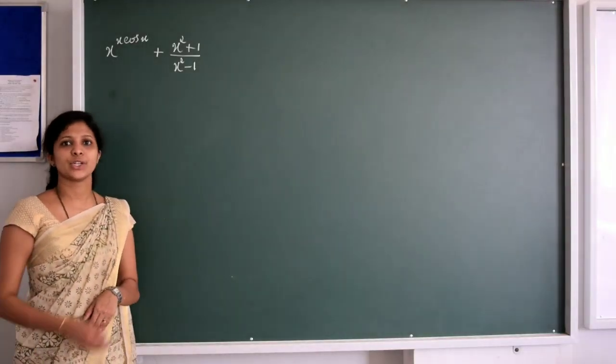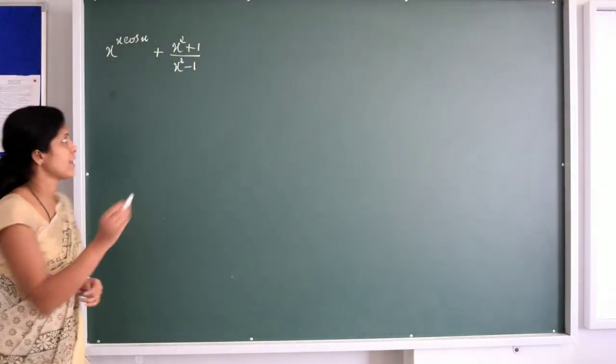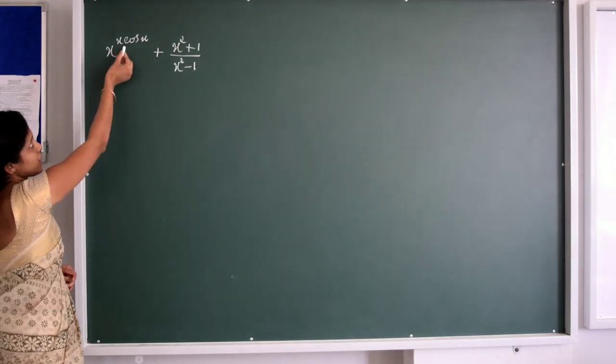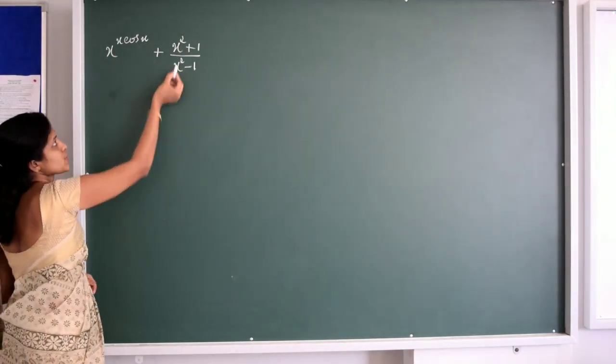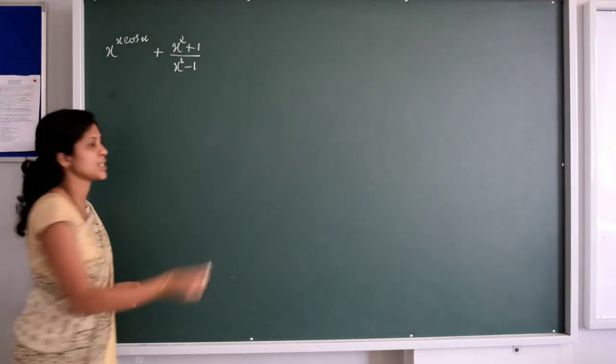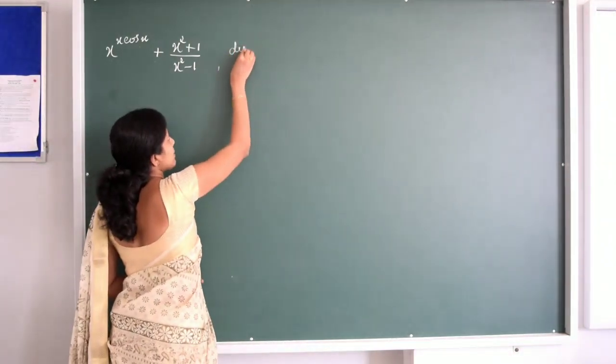Hello everyone, today we will continue with exercise 5.5. Here I have written the question: y = x^(x cos x) + (x² + 1)/(x² − 1). You have to find dy/dx.